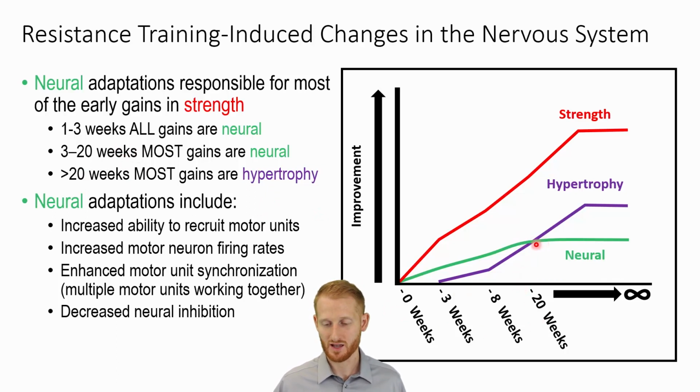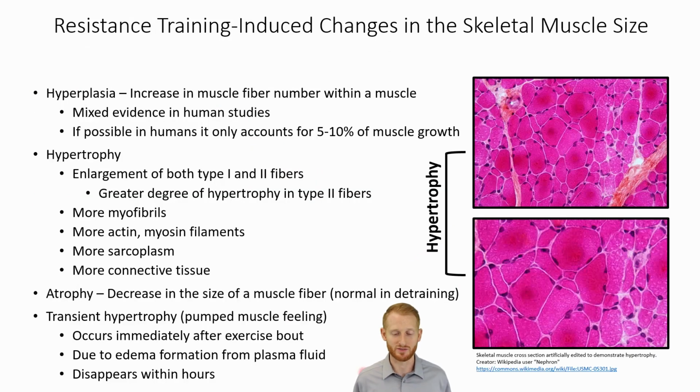So most of the improvements in strength that are going to happen beyond 20 weeks are going to be driven by hypertrophy. All right, so after 20 weeks is really where hypertrophy becomes the dominant mechanism for improving strength. So how do we increase muscle size? There's a definition here I just want to go over.